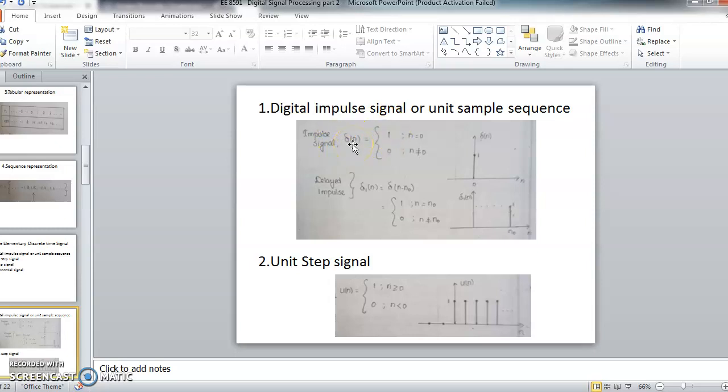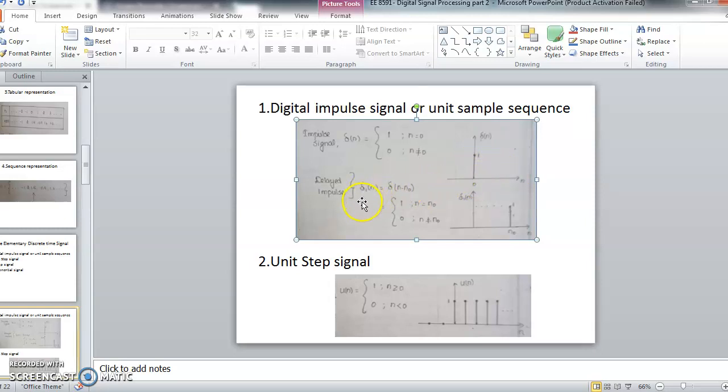In mathematics you might have studied all these basic signals. First one is the digital impulse signal, which is always del of n. The standard form of the impulse signal is: for n equal to 0, del of n equal to 1, and del of n equal to 0 for all the values except 0. This is represented in graphical form. For n equal to 0, only one value will be there. For all the other values, it is 0.